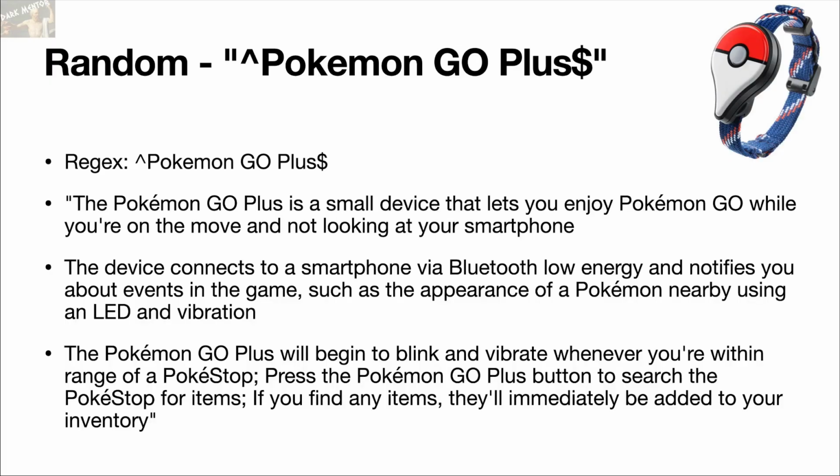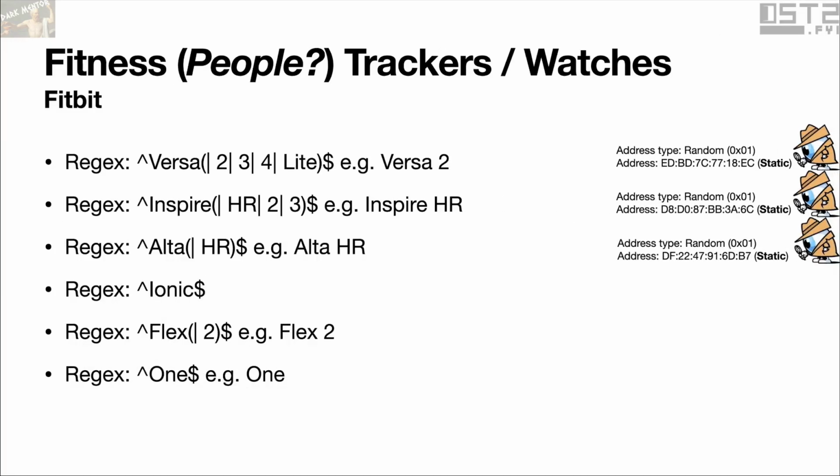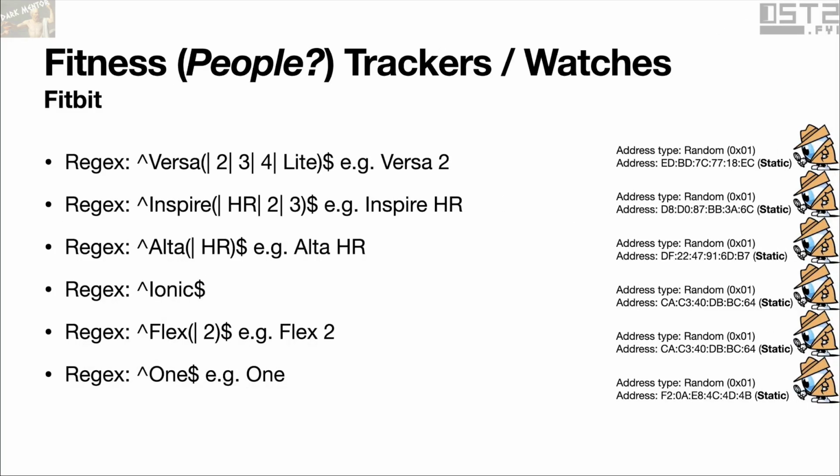Let's go from something dark to something light. In case you didn't know, there's a thing called Pokemon Go Plus, which is just a wristband that vibrates when there are Pokemon around. You click the button and you capture the Pokemon. Don't even have to take your phone out. Fun times. Now, Huawei watches, Samsung watches, and Fitbits are all eminently trackable.